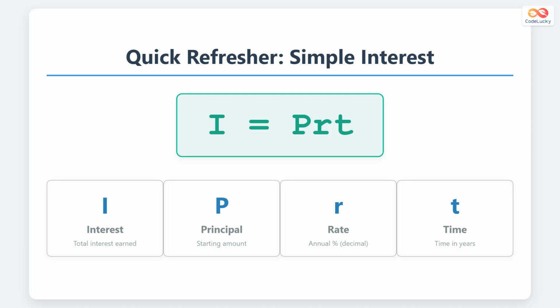First, let's quickly refresh our memory on the simple interest formula. The formula is I equals P times R times T. I stands for the interest earned. P is the principal, which is the starting amount of money you invest. R is the rate, expressed as a decimal, and T is the time in years.